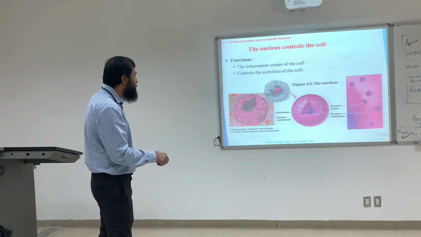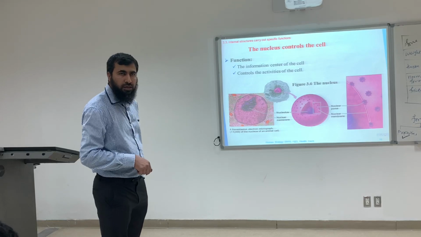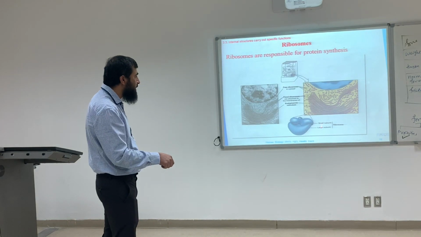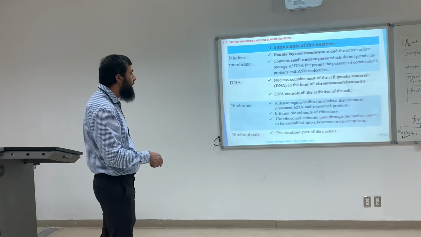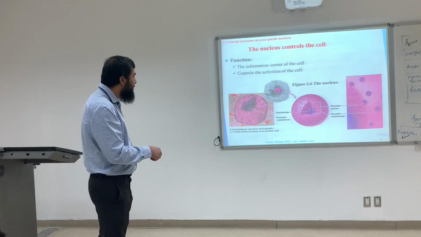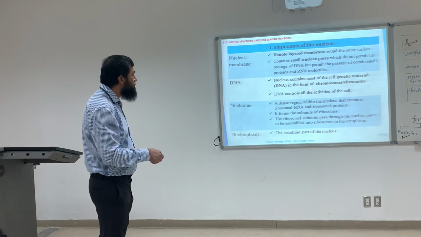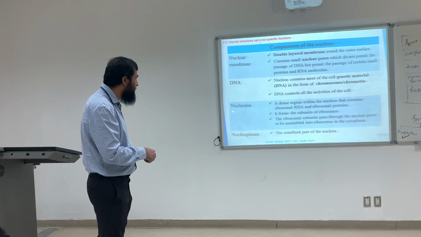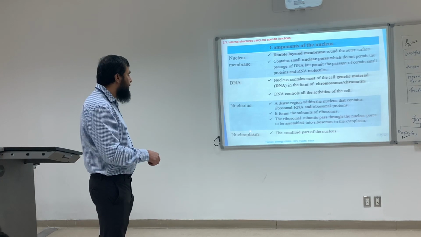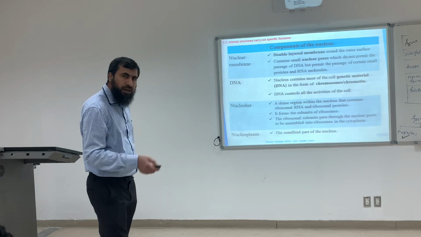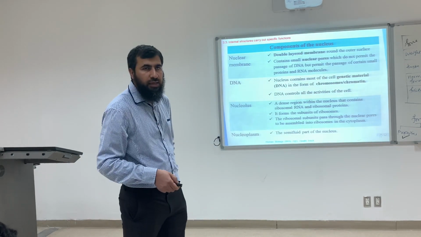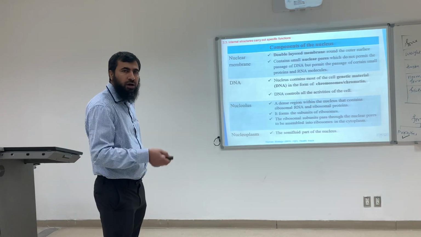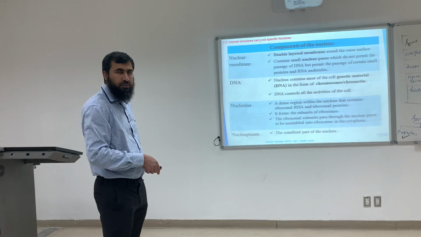There's another region called the nucleolus, a dense region inside the nucleus where the small and large subunits of the ribosomes are assembled, put together. They form from ribosomal RNA and ribosomal proteins, and this is happening in the nucleolus. The nucleoplasm is similar to the cytoplasm, or the cytosol inside the cytoplasm. Similar fluid and ions, but we call it the nucleoplasm.